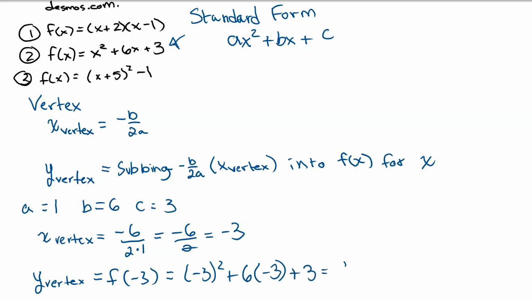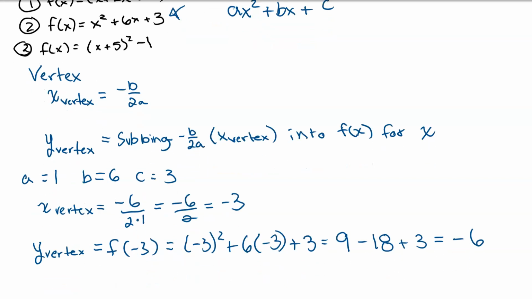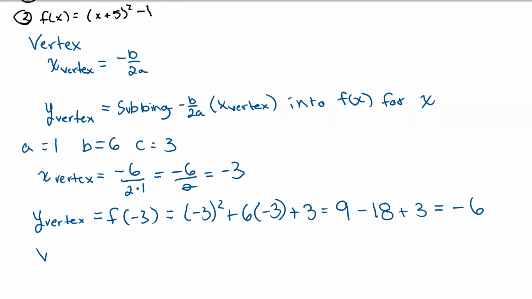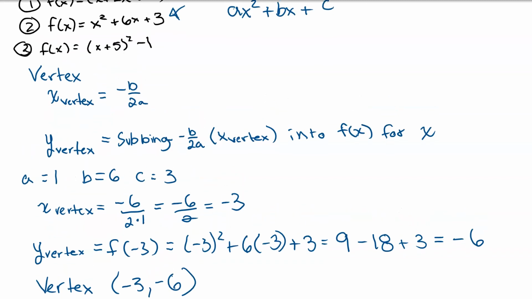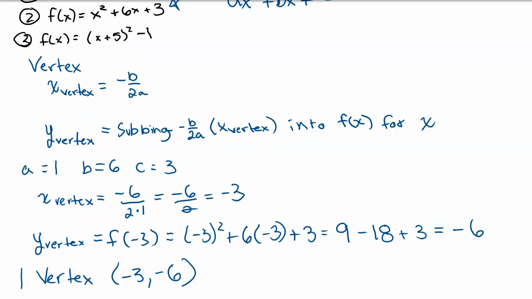Negative 3 times negative 3 is 9. 6 times negative 3 is negative 18. Plus 3. When you combine those, you'll get negative 6. So my vertex, that's negative 3, negative 6. All right, so that's our first portion that we know.